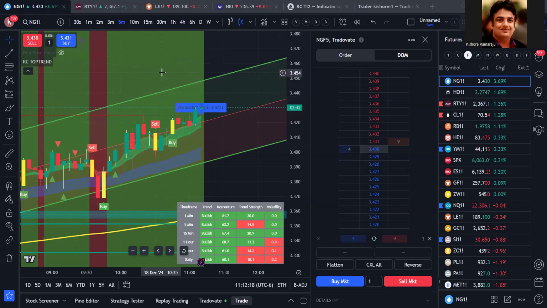So just like there you have premium and discount, here you have bottom of the channel, top of the channel. If you get a buy signal for a bullish ticker at the bottom, that is the best opportunity. If you get a sell signal for a bearish ticker at the top, that is the best opportunity.